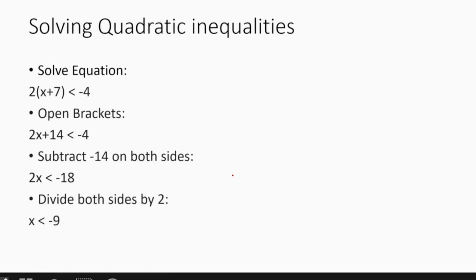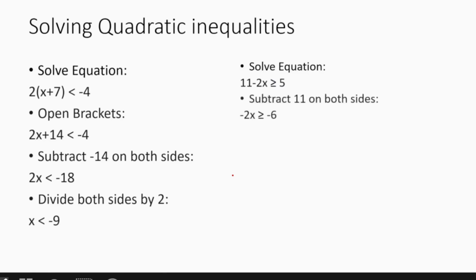Now let's take another equation: 11 - 2x >= 5. Now what you're going to do is subtract 11 on both sides. So what you get is -2x >= -6. So now, as you can see, the coefficient of x is negative.